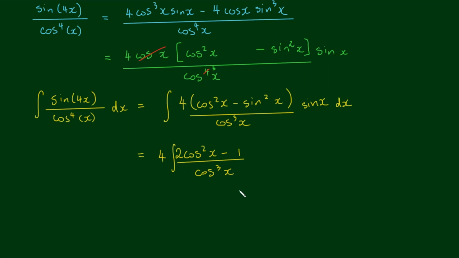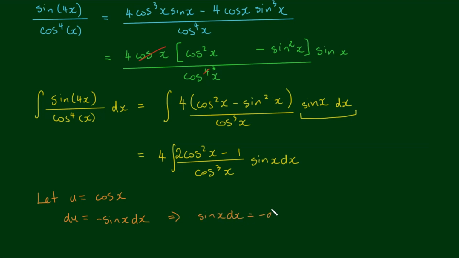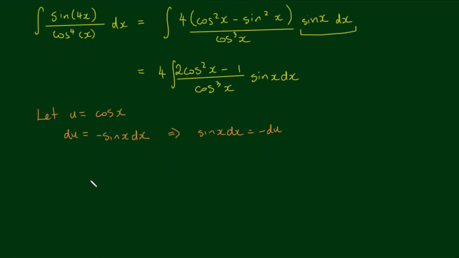So I have my fraction all in terms of cos of x. It just consists of numbers and powers of cosine, and I'm going to group the sine x and dx together. So I have sine x dx at the back. So now I'm going to let u equal cosine of x. Then the differential du is equal to negative sine of x dx. And that implies the term sine of x dx is equal to negative du. So substituting u into our integral, we get the integral is equal to 4 by the integral of 2 times u squared minus 1 on u cubed by negative du.